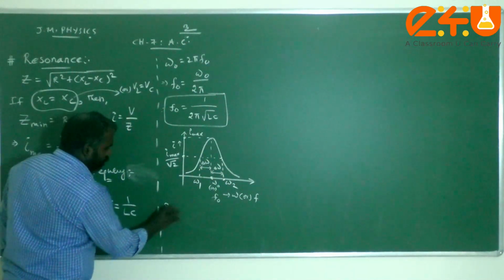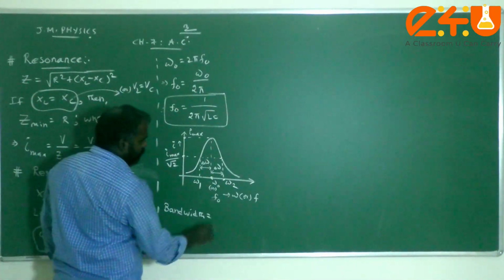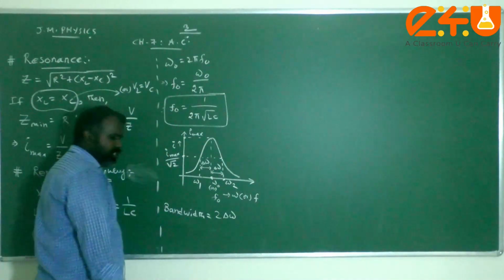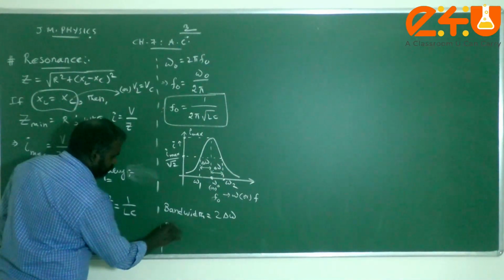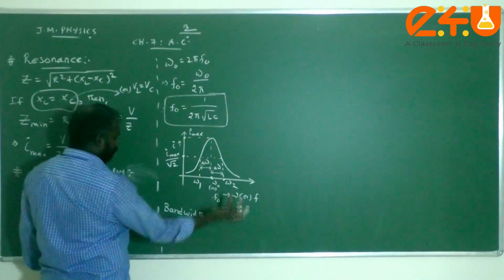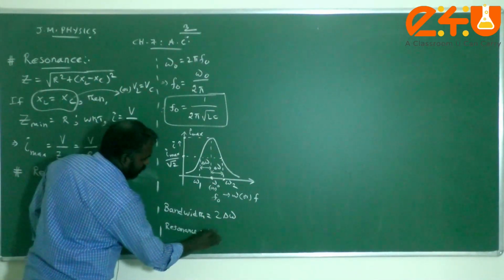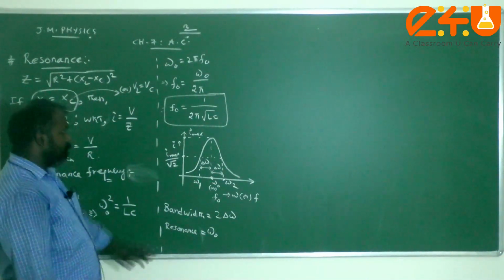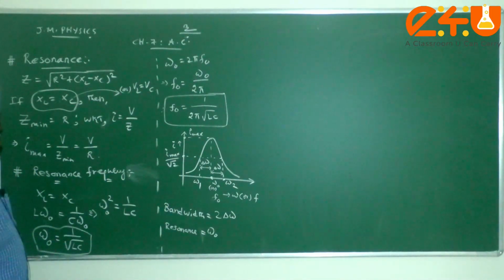Therefore, the bandwidth of the AC circuit is nothing but 2 times delta omega. 2 times delta omega is called bandwidth. And resonance frequency, you can write in terms of either omega or f, that is our wish. So resonance frequency is omega naught. So this is the explanation about what is resonance condition and resonance frequency.